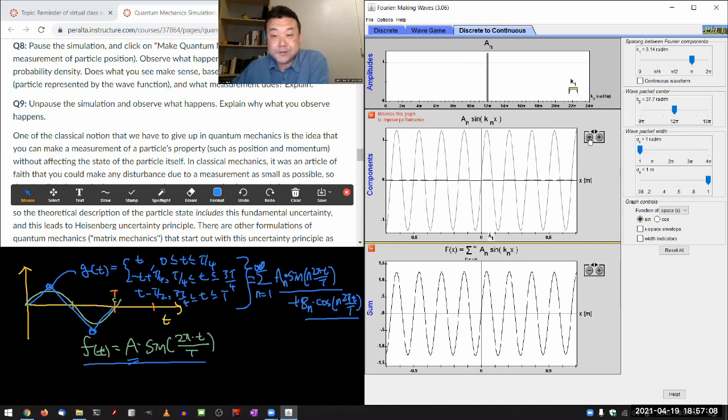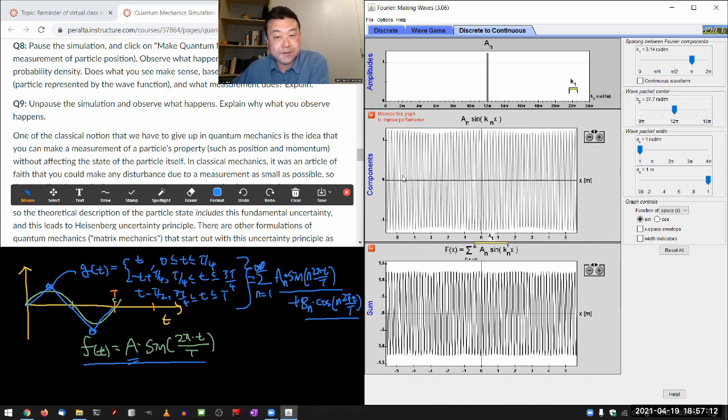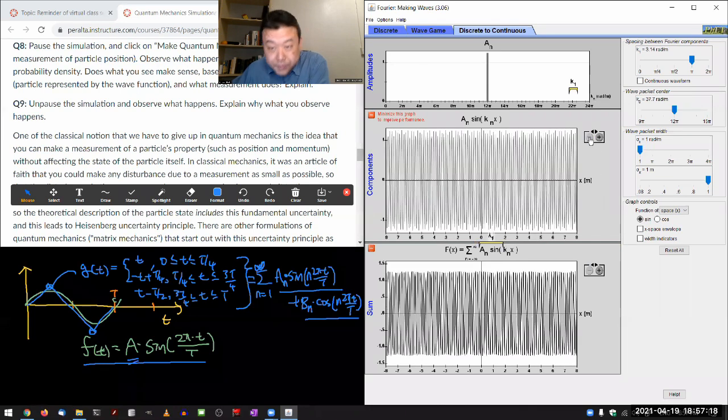And what it's also showing is that with that pure sinusoidal wave, it has infinite extent. It has to. There's no other way to do it.